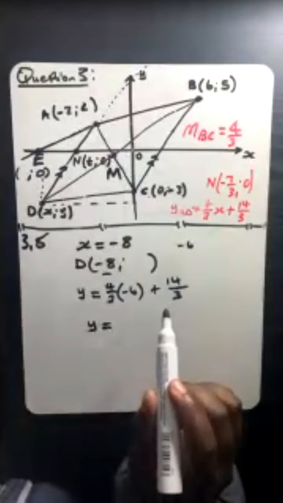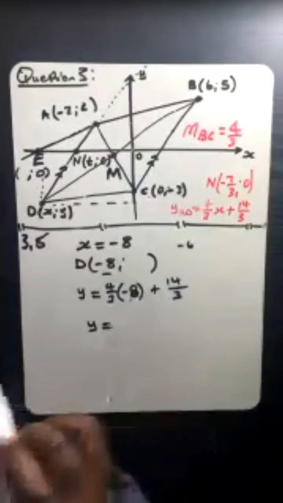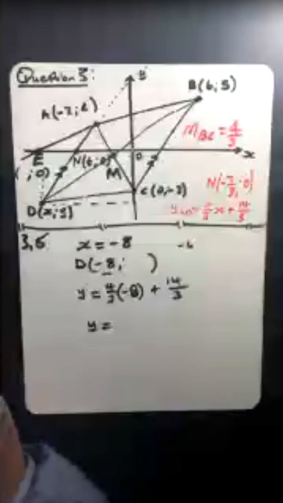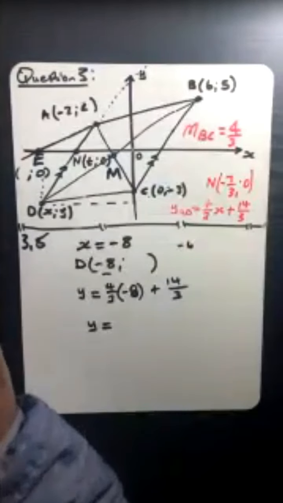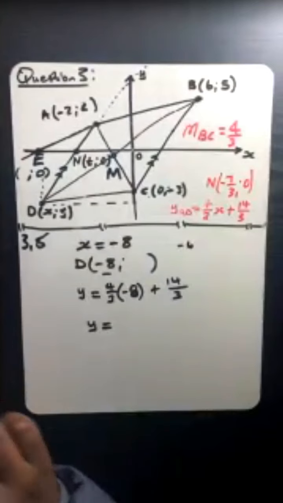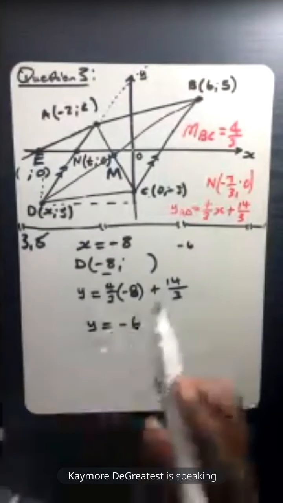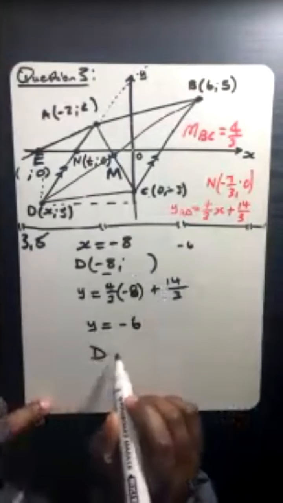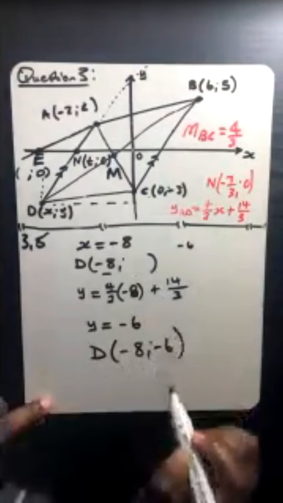Who's speaking? LB, yes. Negative 8. So let's see. Negative 8 plus 14 over 3. I'm getting negative 6. Are you also getting negative 6? Yes. So can you see? You then say D is equal to negative 8, negative 6.